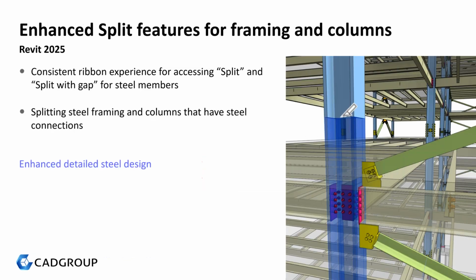Enhanced split features for framing and columns. It is now easier to split framing and columns, as you can use split with gap. Previously, you couldn't split steel elements when they had defined steel connections. But now, splitting steel framing and columns that have steel connections has been enabled, to ensure a consistent ribbon experience for accessing split and split with gap for steel members. So the bottom line is it will enhance detailed steel design.